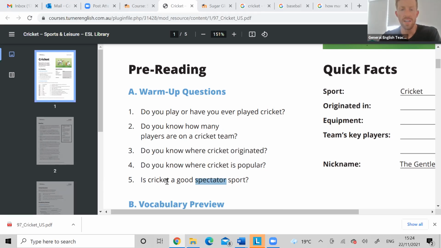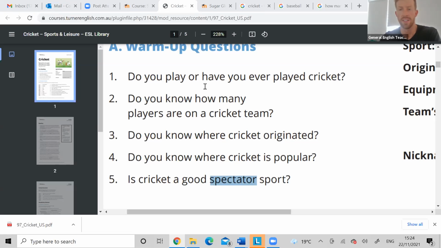Guys, can everyone say that word for me? Spectator. Spectator. Okay. Mayuko, can you say that word for me? Spectator. Andrea? Spectator. Marina? Spectator. Debbie? Spectator. Okay. And also, we didn't practice this word. Cricket. Cricket. Andrea, can you say it for me? Cricket. Mayuko? Cricket. Marina? Cricket. Debbie. Cricket. Awesome. Well done.